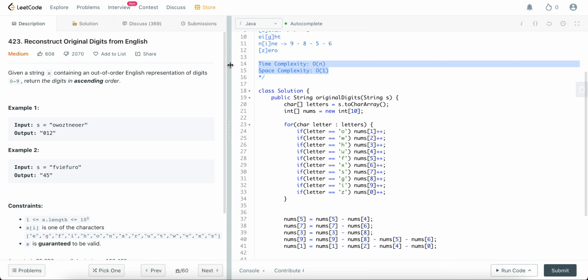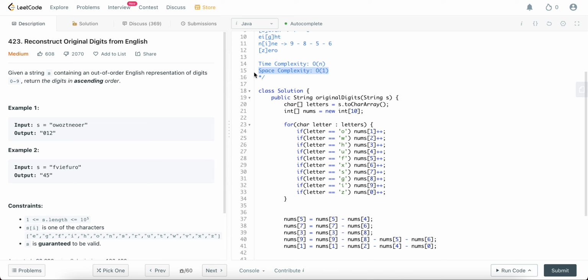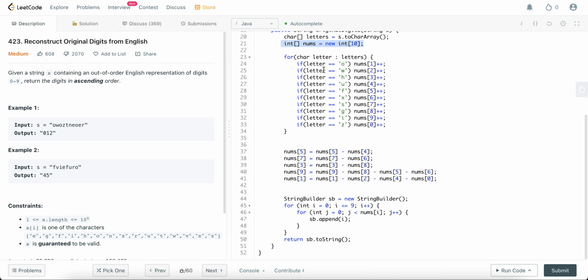Let's talk about the space and the time complexity. The time complexity of the entire solution is O of n, since you have to go through each and every single letter. The space complexity is O of 1, since we're using constant space to solve the problem.